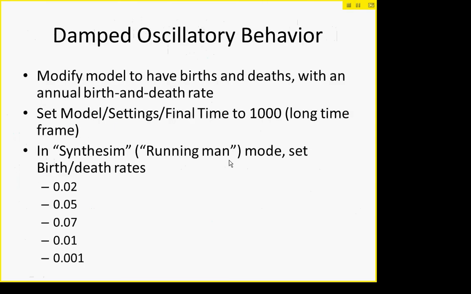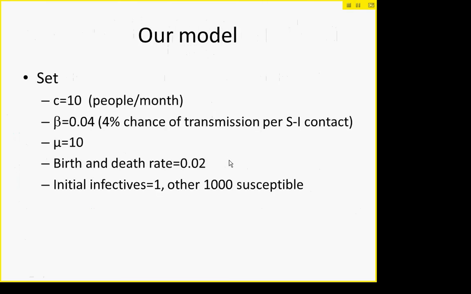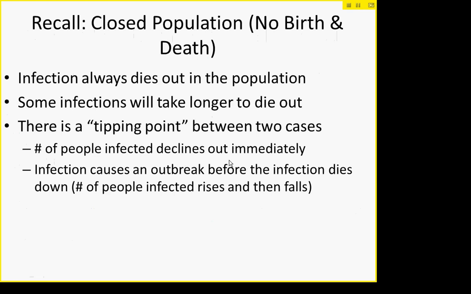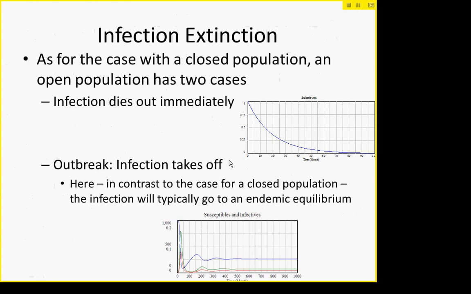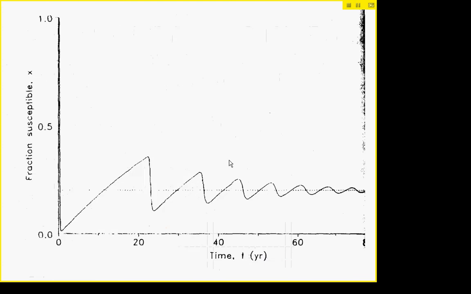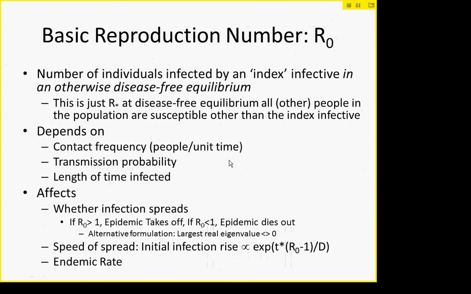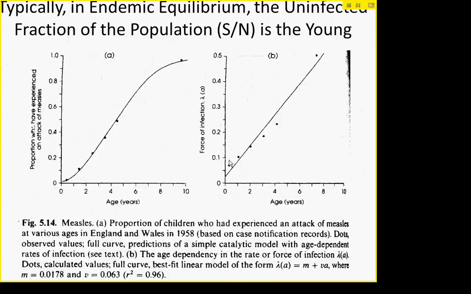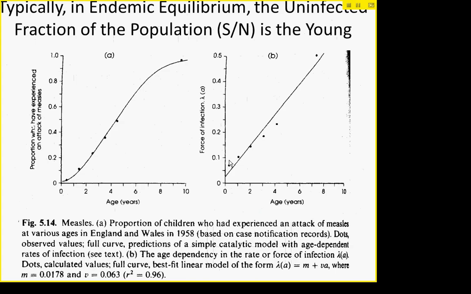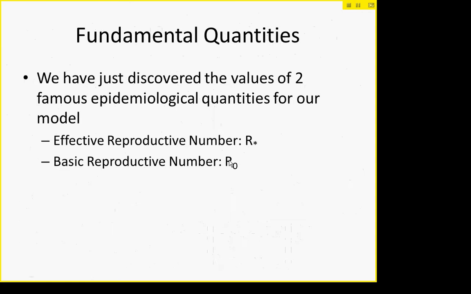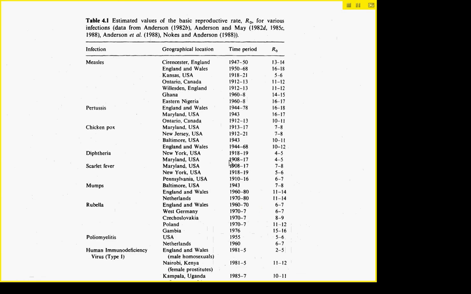In the case of an open population, by contrast, the infection may stay current, or it could die out. And in fact, I have a table here. Oh boy, where is it? I had a really nice summary of this, but maybe it'll come in a later slide. Okay, so I'd like now to talk about some of these quantities.